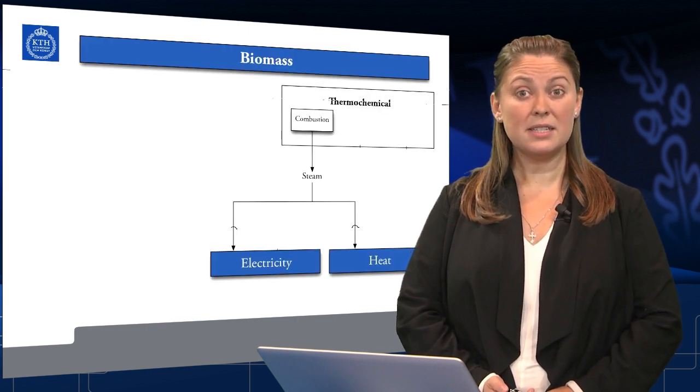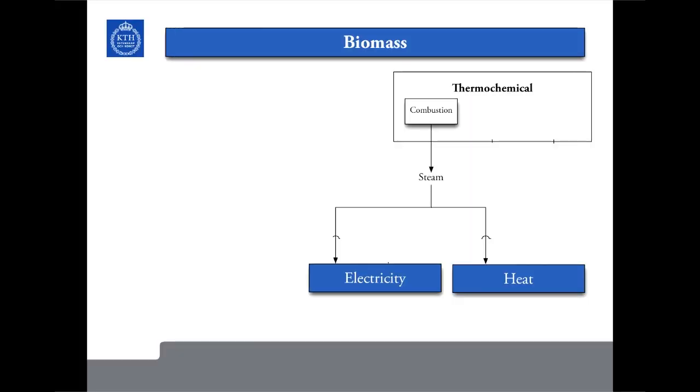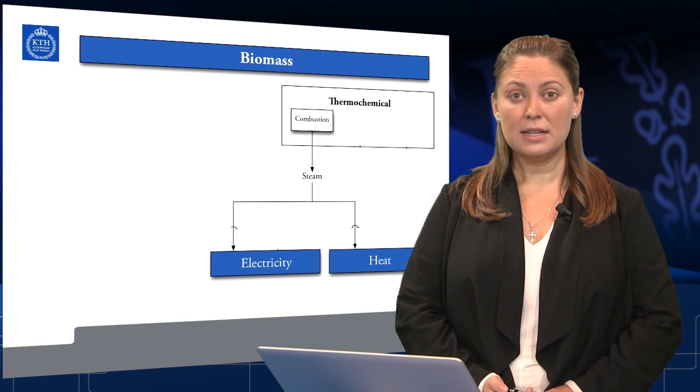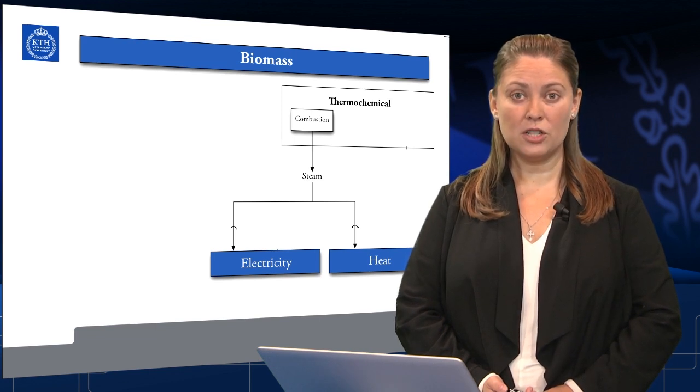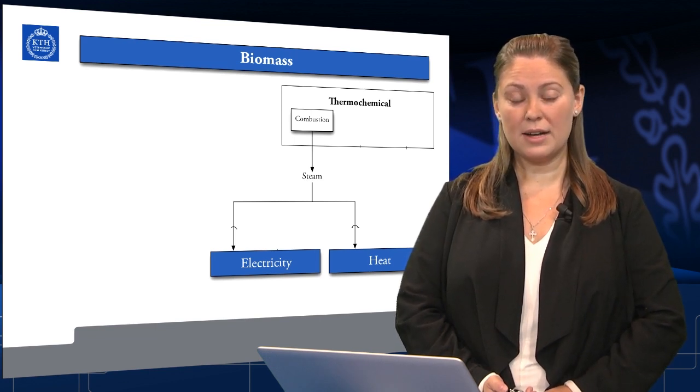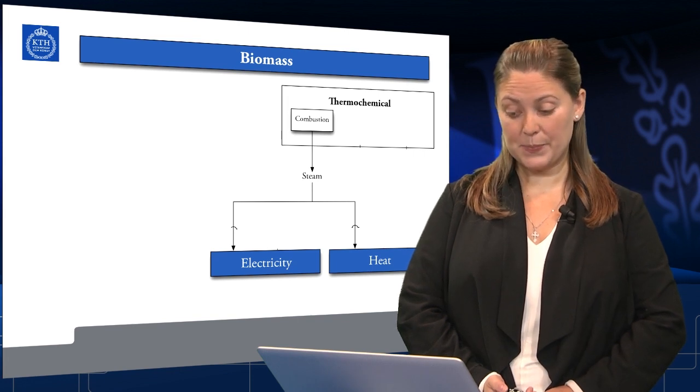So, combustion is mainly used to convert the chemical energy stored in biomass into heat and electricity using various items of process equipment, such as stoves, furnaces, boilers, steam turbines, and turbogenerators.